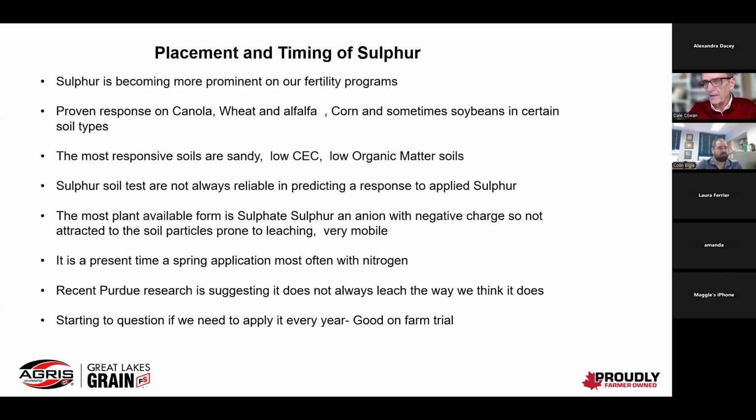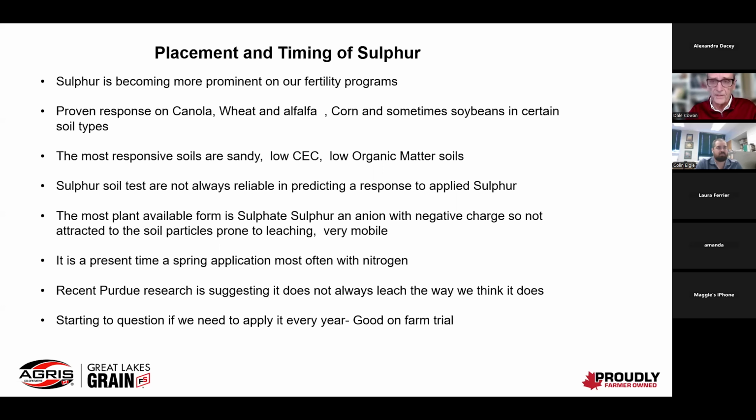So it's not a panacea, it's not widespread, but we do get less and less sulfur out of rainfall every year. People are telling me we're down to 6 to 8 pounds of sulfur annually out of rainfall. Most crops require 25 to 30. So I would imagine it's just a matter of time before more crops show a response to sulfur, but this is where we are. It's a negative charge anion, so it doesn't stay in the soil solution.